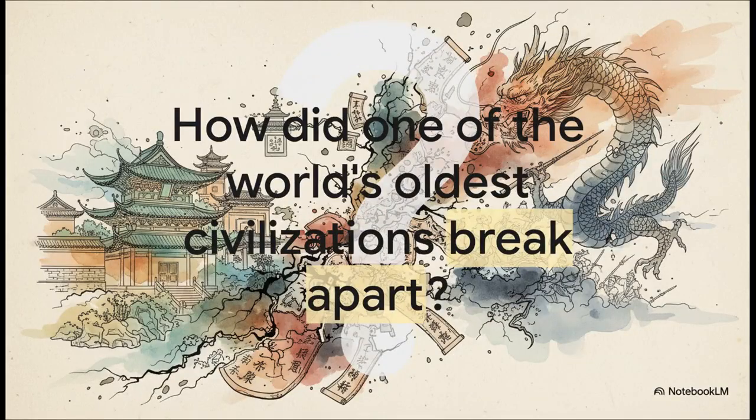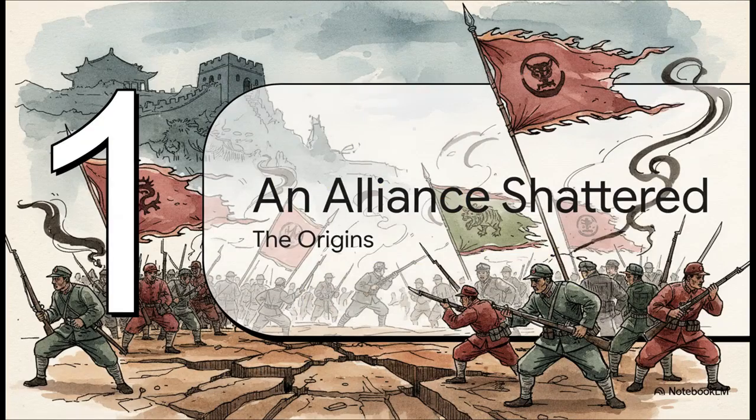So, the big question is, how on earth did one of the world's oldest continuous civilizations just break apart like that? Well, to really get a handle on the tensions we see today, we've got to rewind and go right back to the beginning. All right, our story kicks off in the 1920s. China's last imperial dynasty is gone, and what's left is this massive power vacuum. This whole period is known as the warlord era, and for good reason. The country was completely fractured, carved up into little territories run by competing military bosses.